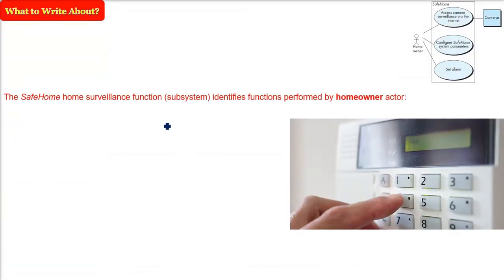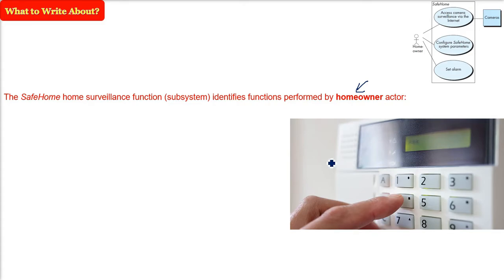What to write about? If you remember, Safe Home is a software system for surveillance of a home. That is, we want our home to be safe. Here we are talking about the cameras. Now just understand that we have an actor, say a homeowner.